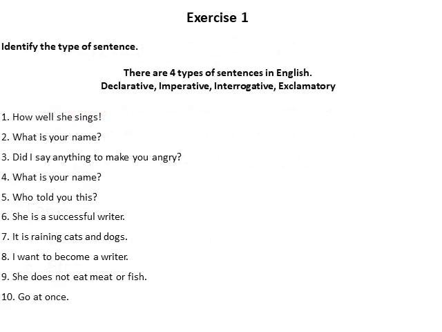Now, as we are thorough with all the kinds of sentences, let us do some practice work. Exercise 1 here is about identifying the types of sentences. For example, in the first part, how well she sings. This sentence is expressing an emotion and also it is ending with an exclamation mark. So this sentence is an exclamatory sentence. Likewise, you can do all the other parts in your practice notebook.